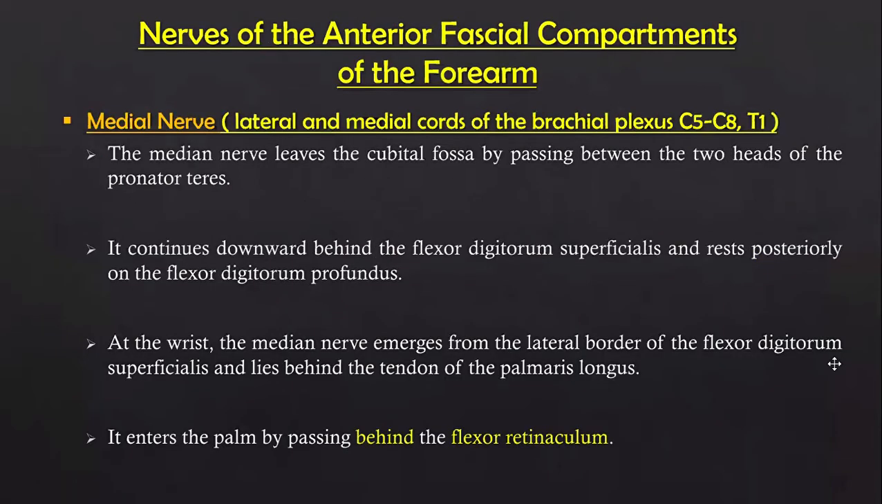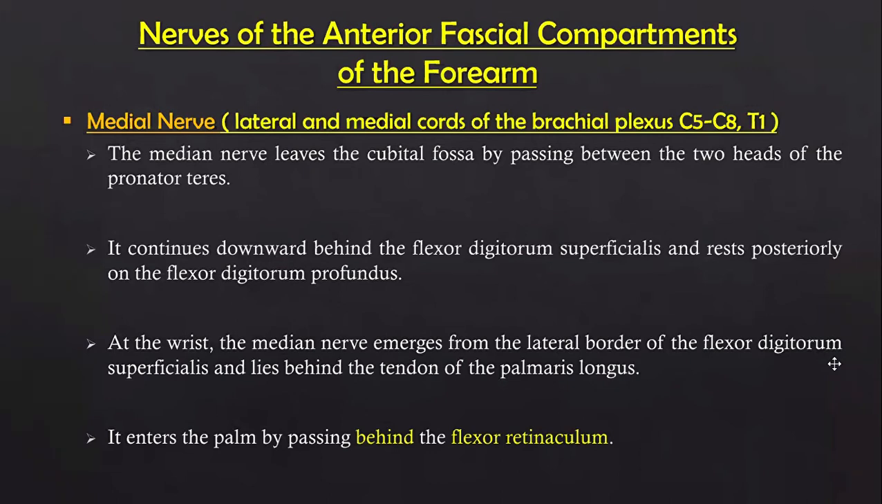The nerves of the anterior fascial compartment of the forearm, the first one is the median nerve. The median nerve is derived from the lateral and the medial cords of the brachial plexus, with root of origin from C5 to C8 and T1. The median nerve leaves the cubital fossa by passing between the two heads of the pronator teres.